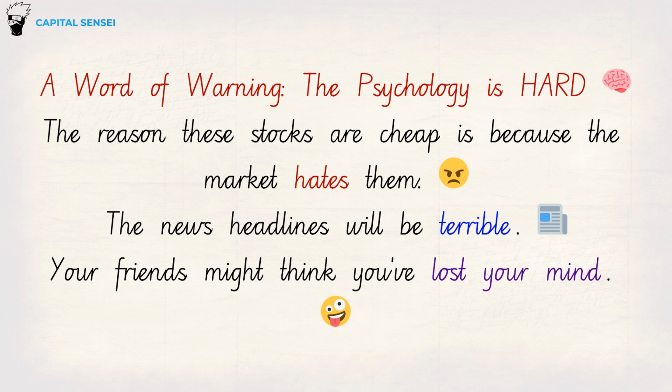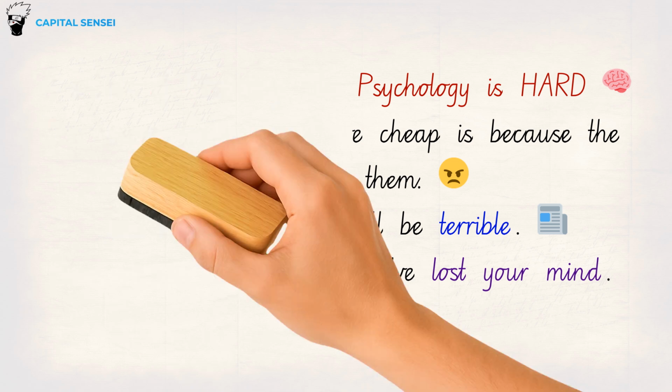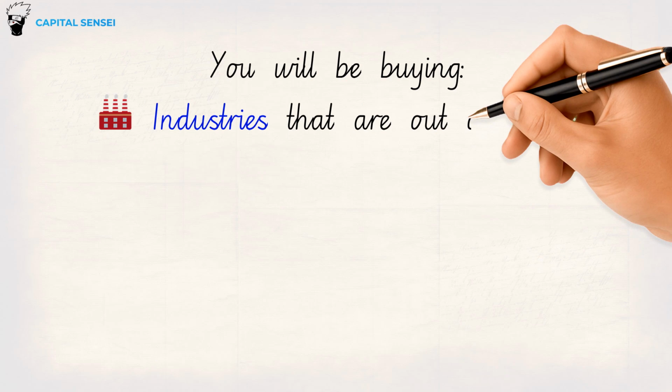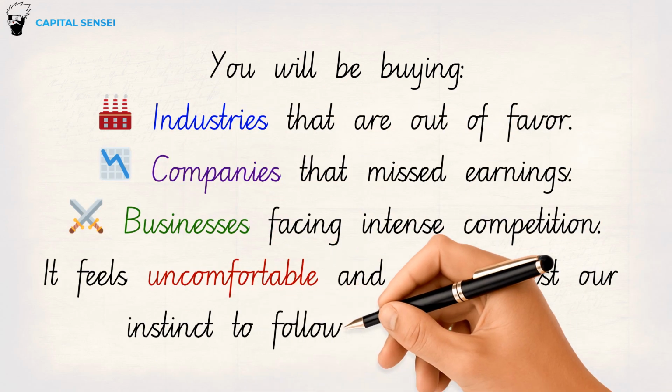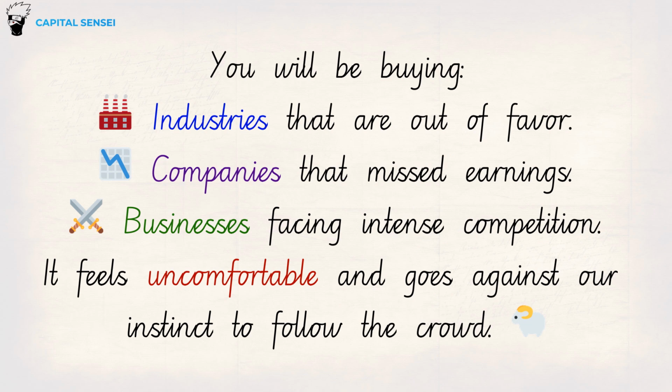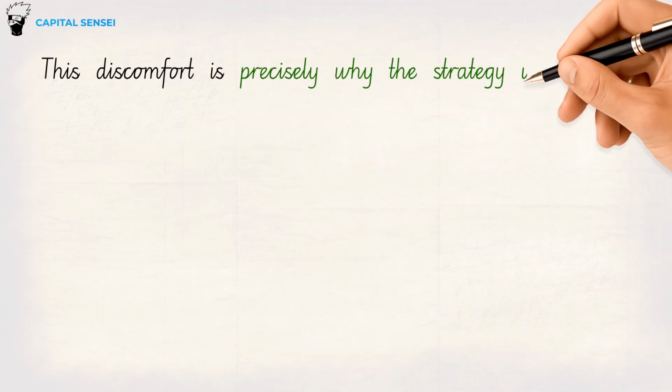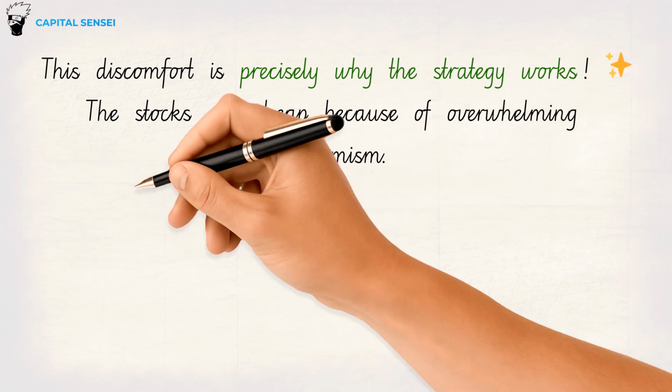Financial news channels will be talking about how the company is a disaster. Your friends and family might look at your portfolio and think you've lost your mind. You'll be buying stocks in industries that are out of favor, companies that have missed earnings expectations, businesses that are facing intense competition. It feels uncomfortable. It goes against our natural human instinct to follow the crowd and seek safety in popular, well-loved stocks. And this discomfort is precisely why the strategy works.